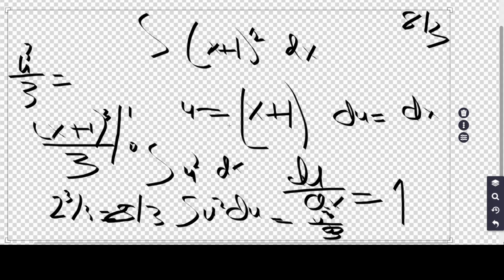I'll just search it up, I guess. We'll do 4x sine 3x squared.